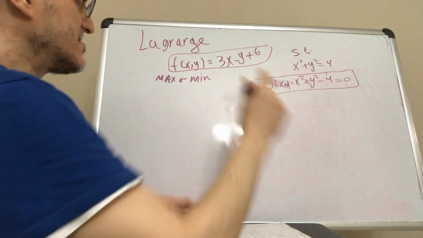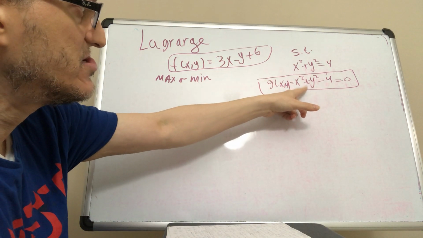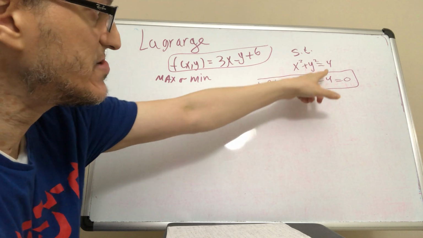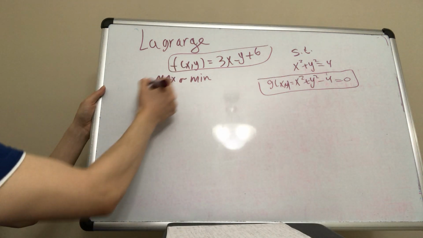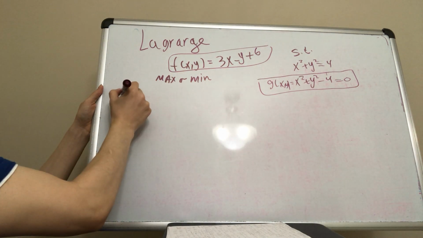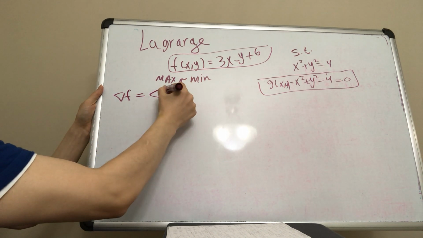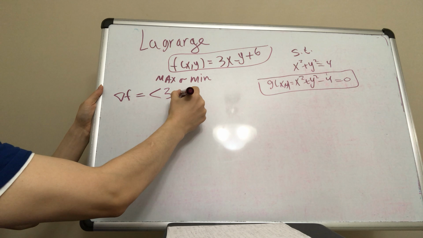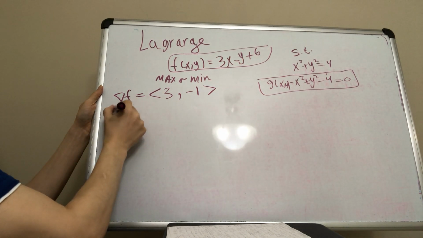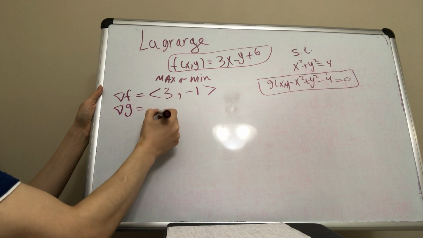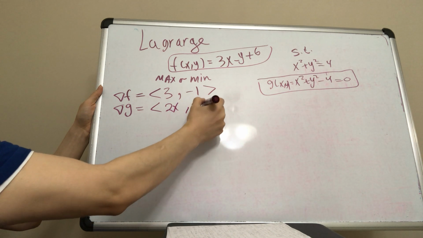Again, this is the function you're maximizing. This is the subject to. So the subject to, you bring the number over, is this. What you need to do is find the derivative for this. Derivative with respect to x is 3. Derivative with respect to y is negative 1. You also find the derivative for g. With respect to x is 2x. With respect to y is 2y.